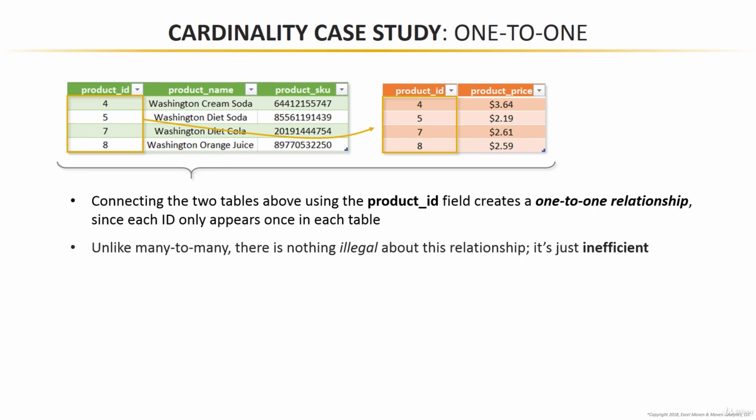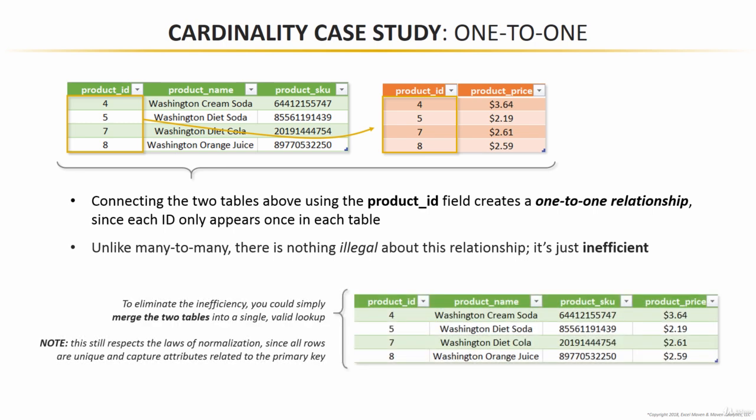So again, unlike many-to-many, there's nothing illegal about this relationship. It's just kind of an inefficient way to do things. So to eliminate the inefficiency, what you could do here is simply merge those two tables together into a single valid lookup. Now, I know what you're thinking. I've been telling you this whole time never to do merging, it's inefficient, use relationships instead. But trust me, in this scenario, it's legit because we're still respecting the laws of normalization. All of our rows here are unique, and this merged blended table still captures attributes related to the primary key. So it still serves one single purpose.